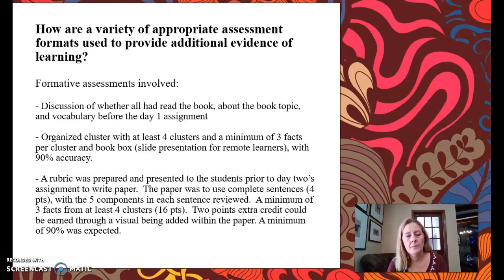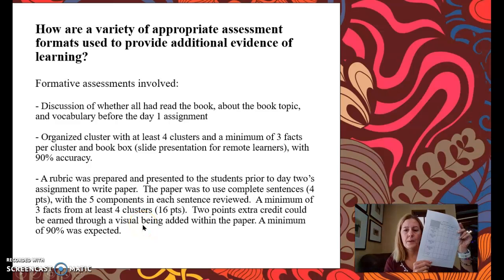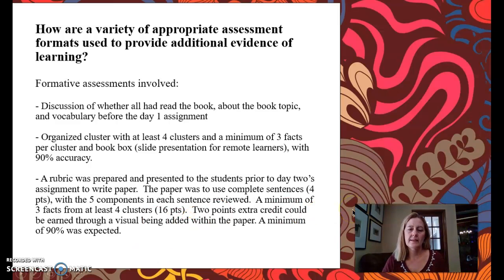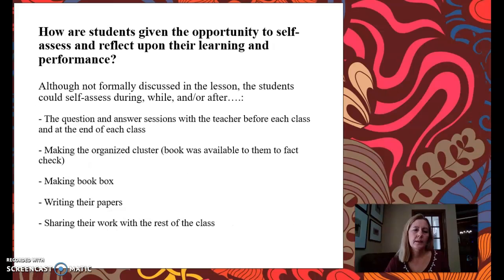And certainly, a rubric was provided prior to writing their paper, and it was available when they wrote their paper. That was a way to give a formative assessment on their writing skills.